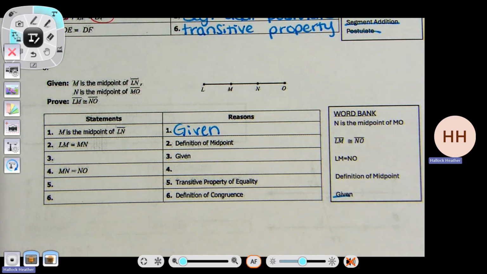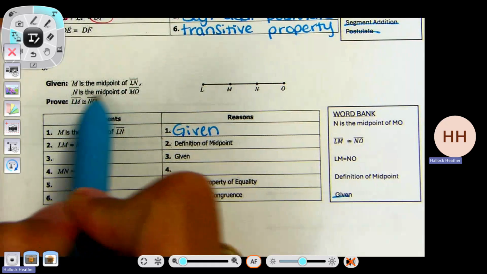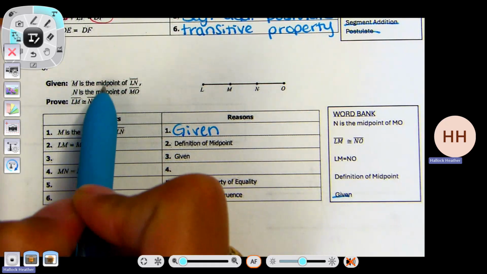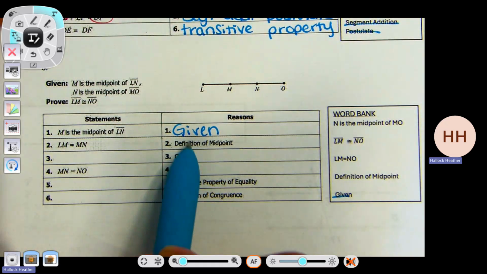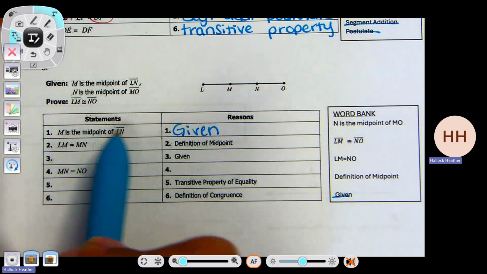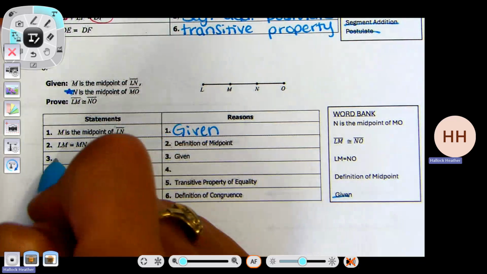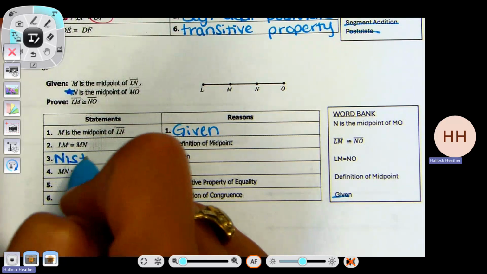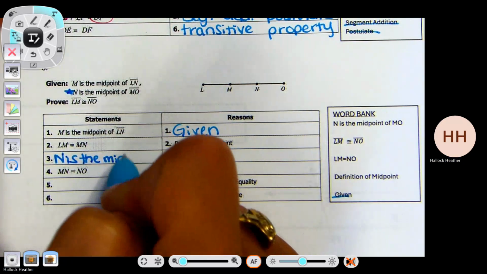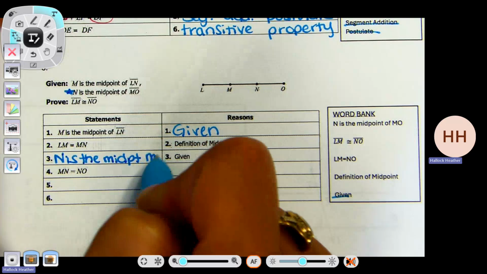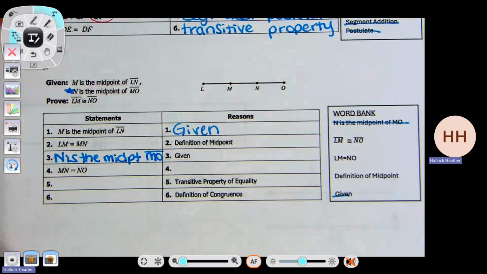Tell me one thing. N is the midpoint of MO. See how there's 2 things that are given and it also says given twice and you're like, man, that's weird. That's because they only used half of it in the first statement. So the other half, this piece, can go in the other given. So N is the midpoint of MO. Okay.